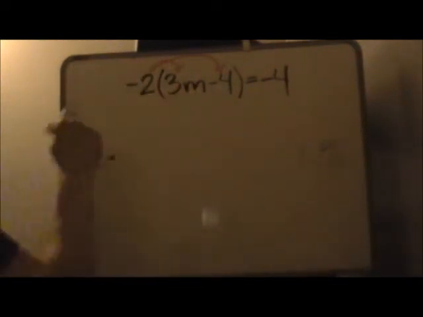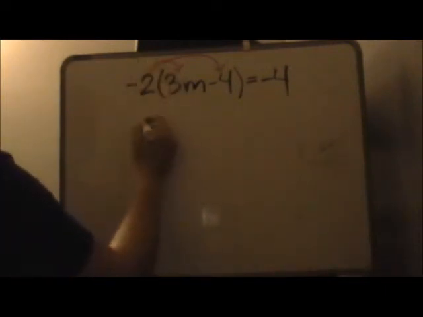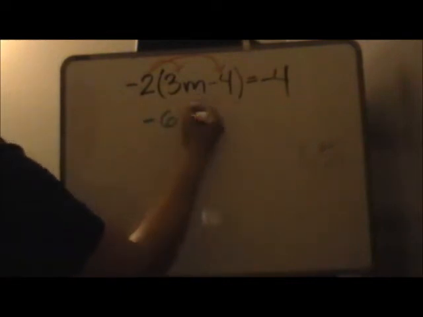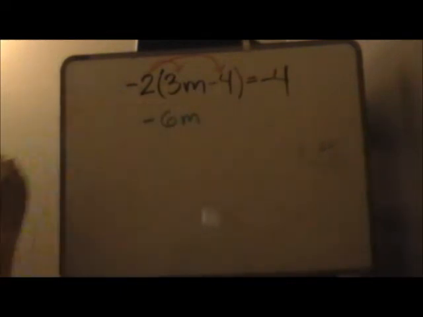Remember, we always start with the signs. Negative and positive gives me a negative. 2 times 3 gives me a 6. And I just have my variable m.